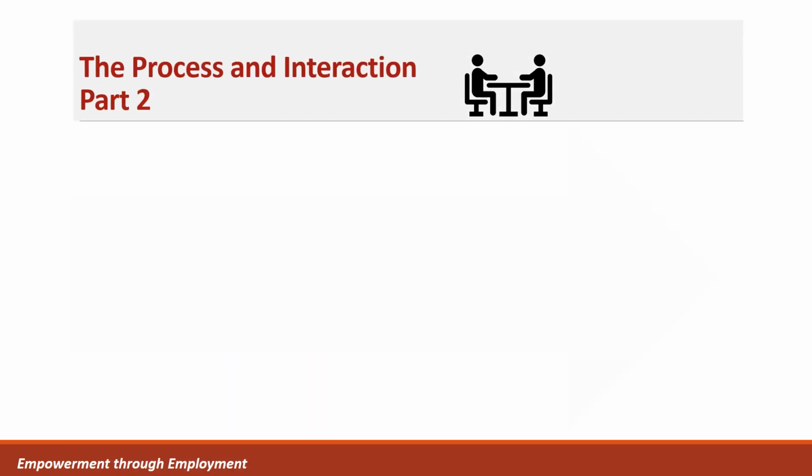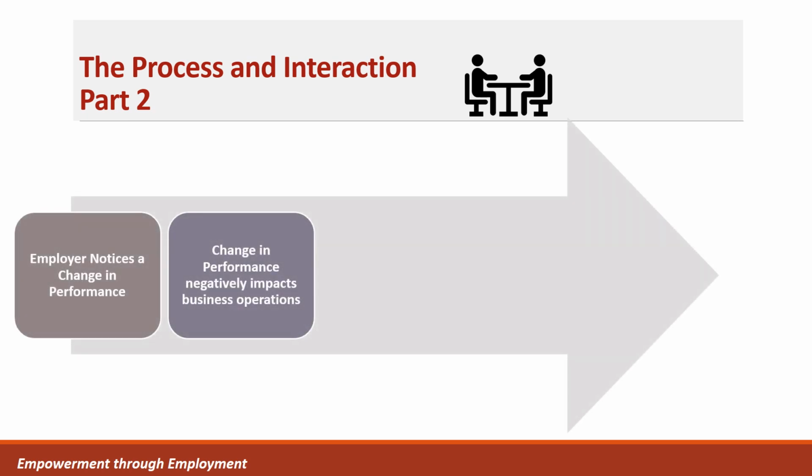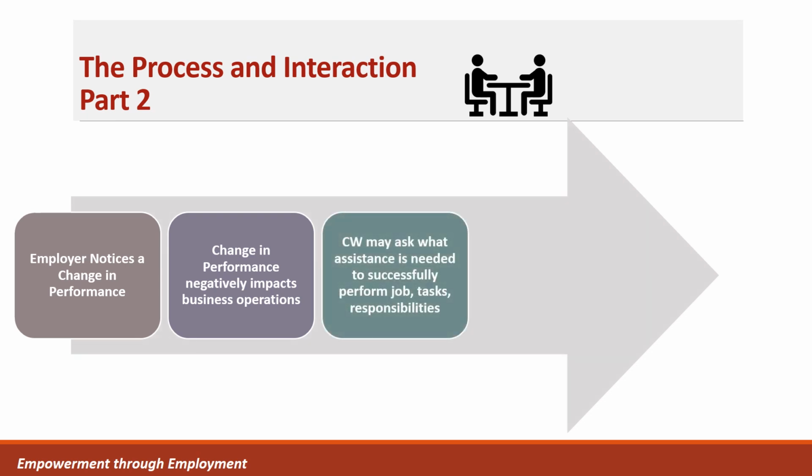The interactive process may be initiated by CW when there is an identified change in the employee's conduct that negatively impacts performance or business operations. In this circumstance, CW may ask the employee what assistance is needed to successfully perform jobs, tasks, and responsibilities. CW may not ask about or reference a disability. The inquiry is to ensure that there are no protected underlying causes related to a qualified disability.